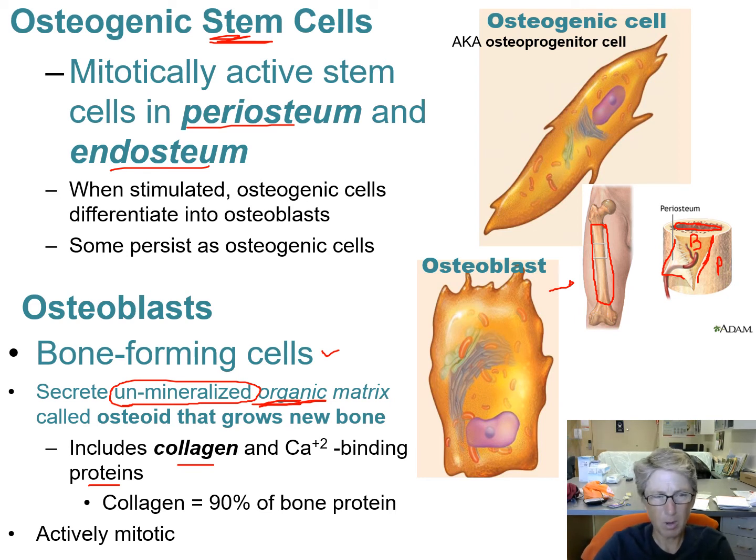So there's a lot of terminology in here. You have your cell, that's the osteoblast. What does it make? It makes this thing called an osteoid. What is the osteoid made of? Collagen. What is the general type of matrix that the osteoblast makes? It's an organic matrix.